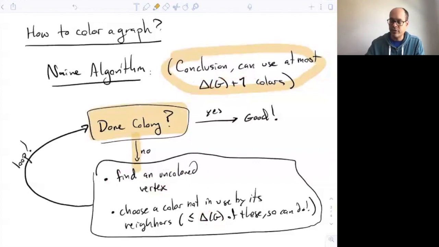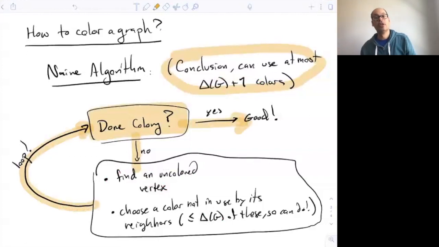After we've colored that vertex, we go back through the loop and we ask, are we done coloring? If not, we color another one. And we can always keep doing that step because we always have enough colors to color one more vertex. Eventually, the number of vertices runs out, and we spit out the end, and we are left with a nice, good coloring of capital delta of G plus 1 colors at most.